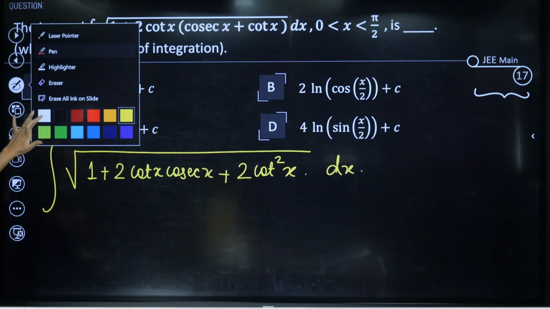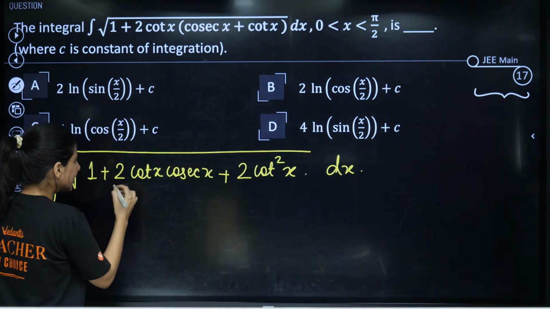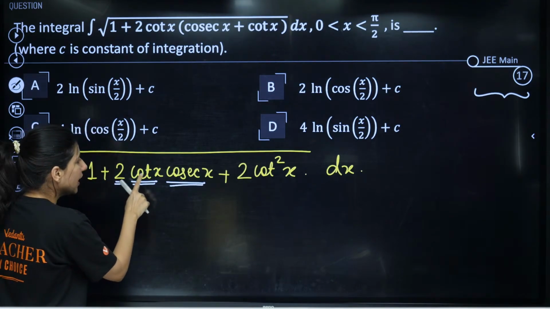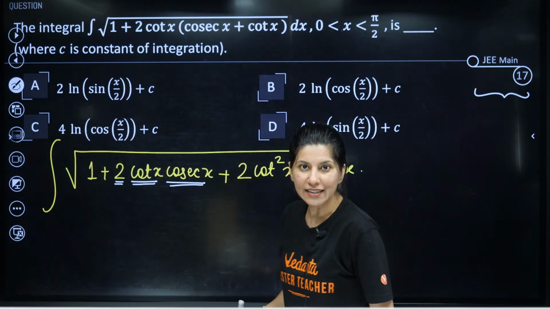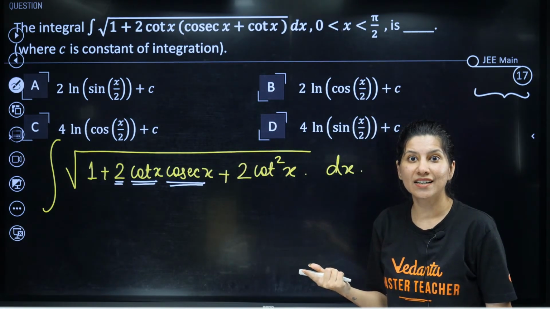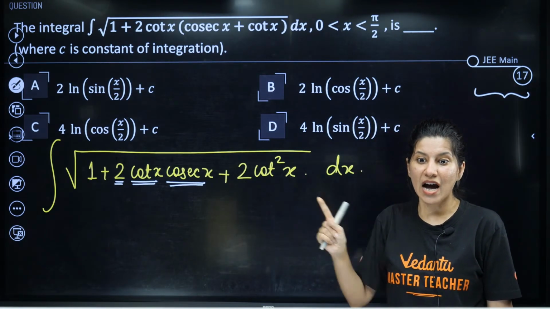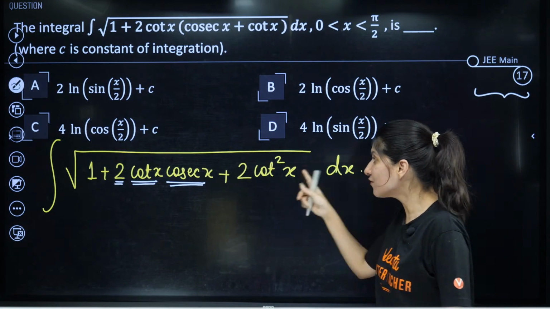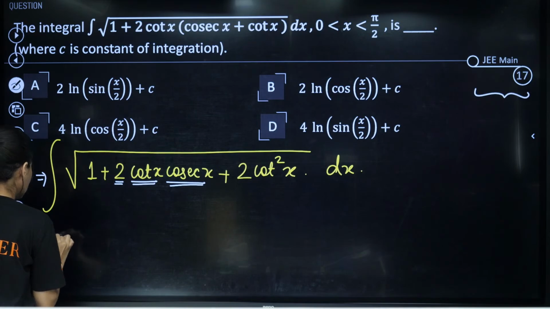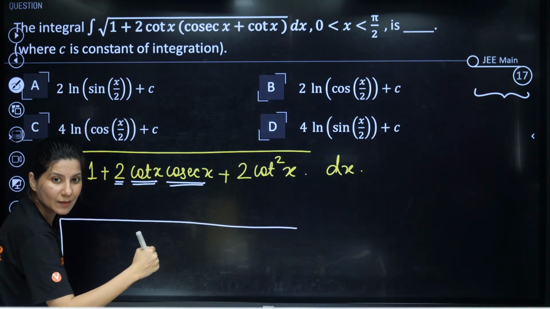Now we can clearly see that perfect square means a plus b whole square, because we can see that this is 2, this is cot x, this is cosec x: 2ab. So 2ab is already here. What I want is cot square and cosec square. How will I get it? Because I have cot square. Cot square I have. Okay? So let's do one thing. Let's just write like this.